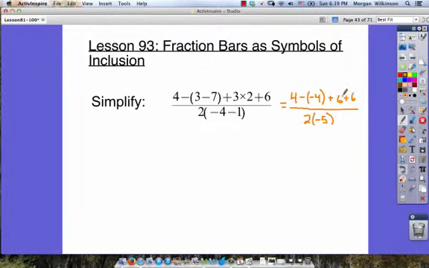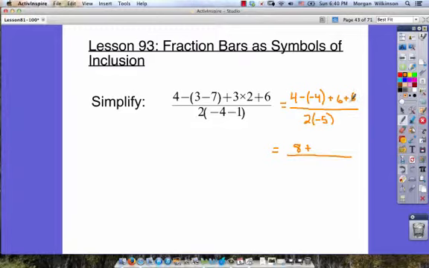Now we need to simplify everything in our numerator and denominator before we can simplify our fraction. So we've got addition all the way across, and we've got multiplication in the bottom. We can do the numerator first, the denominator second. So 4 minus negative 4, well, the opposite of a negative is a positive, so this is really saying 4 plus 4. 4 plus 4, that's 8. And then we have 8 plus 6 plus 6.